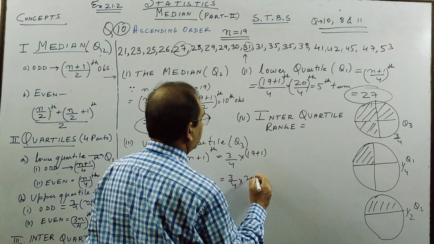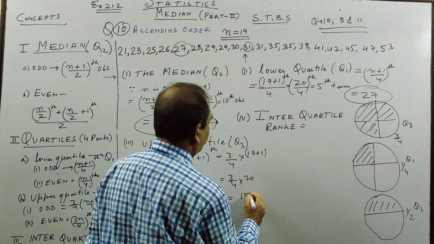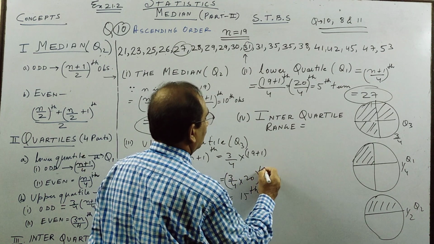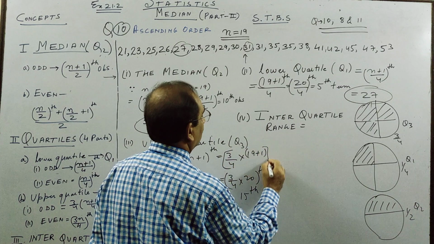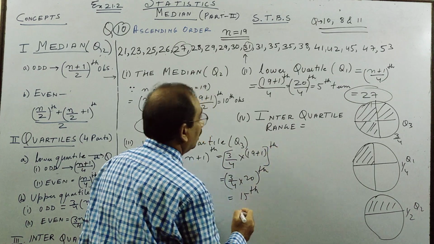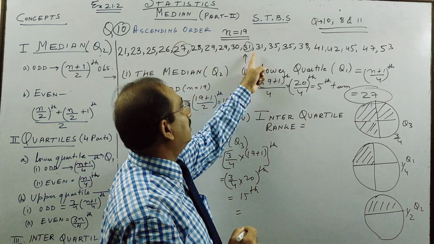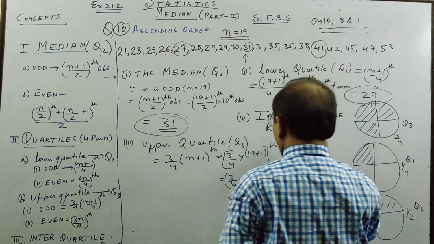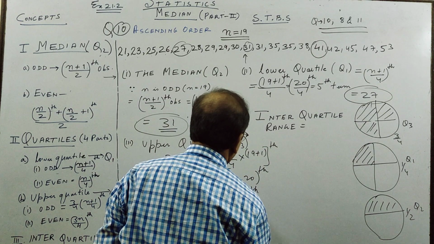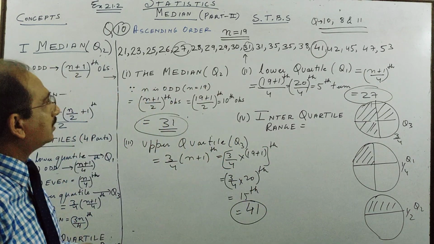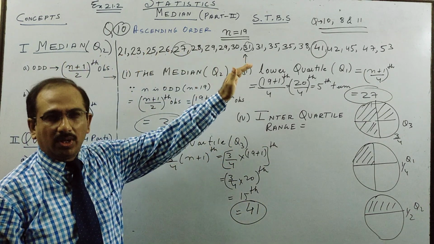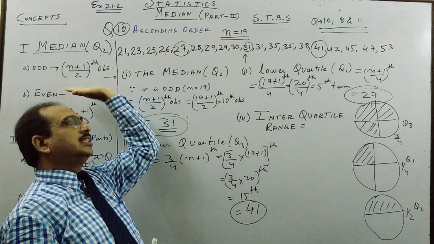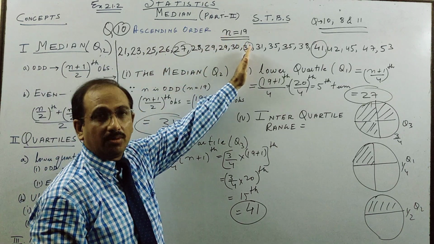3/4 of 20th value, this is 15th value. So 15th value, we will say this is 10th, 11th, 12th, 13th, 14th, 15th. So 15th value is 41. So let us see, if the full data you arrange, the middle one, 9 this side, 9 that side, the middle one is called the median.